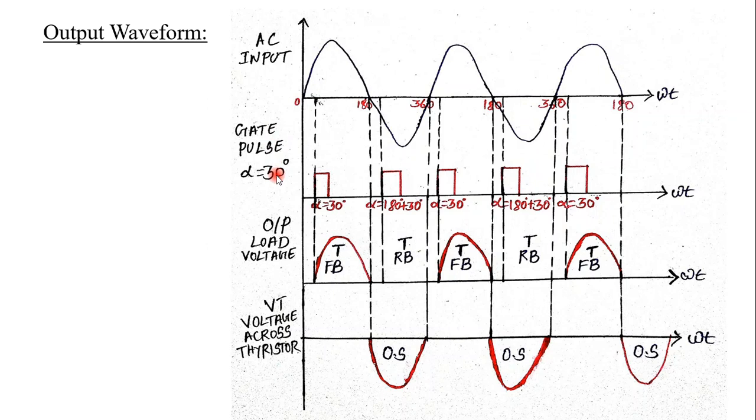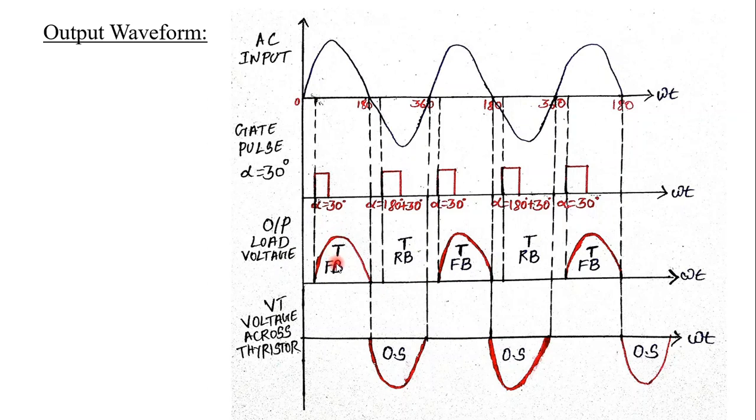In this diagram, we give alpha equal to 30 degree. So one half cycle is 0 to 180 degree. So here is the 30 degree we identified and draw the line here, and again 180 plus 30 is 210 degree and draw the line, and 360 plus 30 degree and draw the line, again 180 plus 30 degree next. Now we have given alpha equal to 30 degree firing angle. So when the wave reaches 30 degree, at that time only the thyristor starts conducting until the end of the half cycle. So the output load voltage is shown in the diagram.